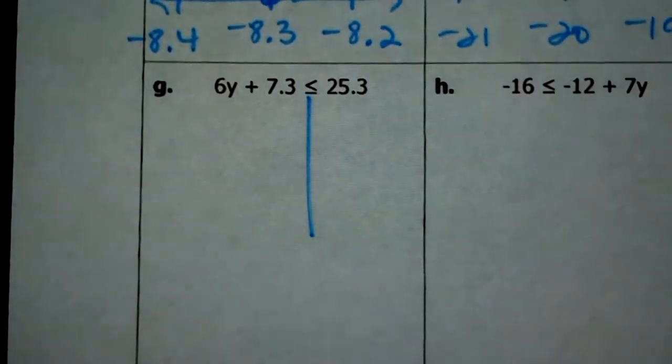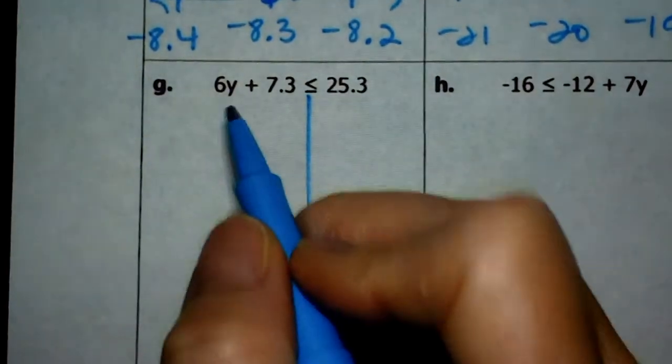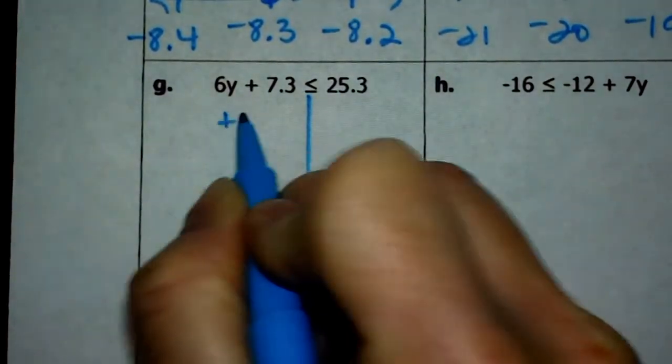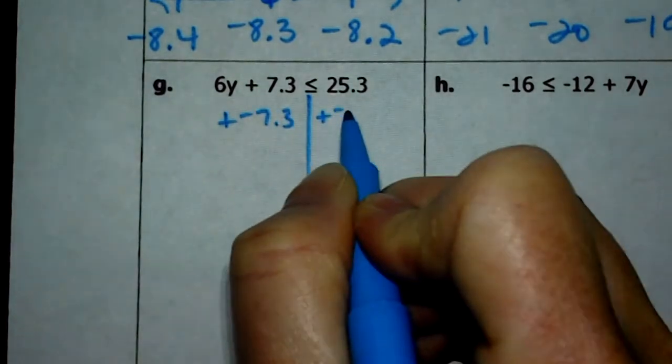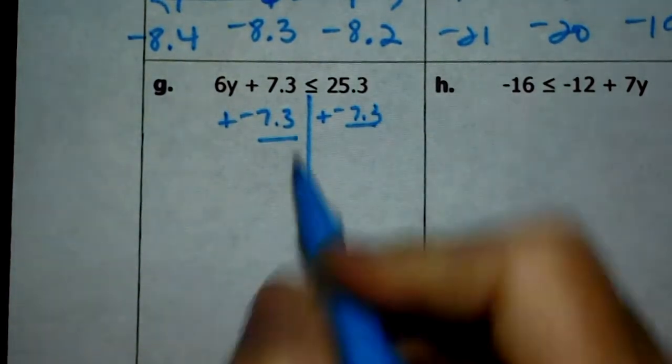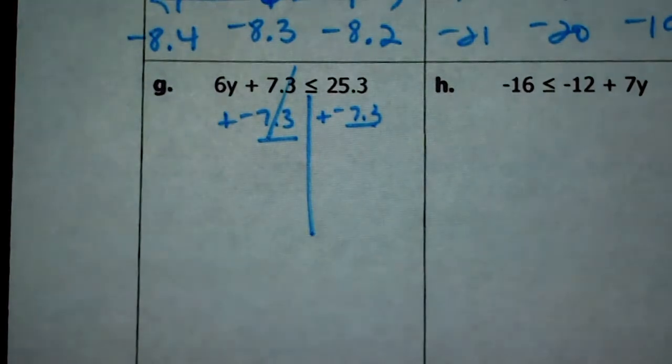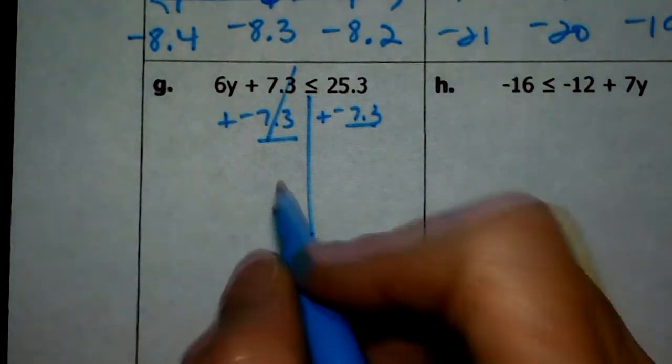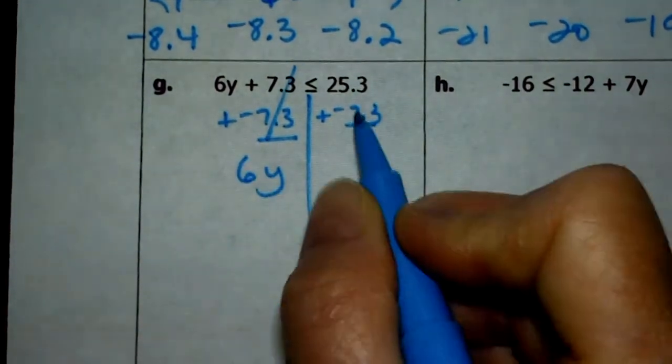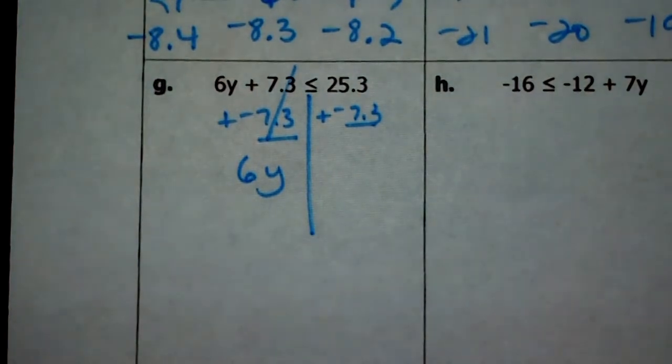This is a 2-step. It has decimals. It'll be okay. I want 6y by itself first, so I need to add a negative 7.3. And when you do that, those cancel out, right? So 6y is left. On the other side, you need to take 25.3 plus negative 7.3, which is the same as 25.3 minus 7.3. So you should get 18 for that.